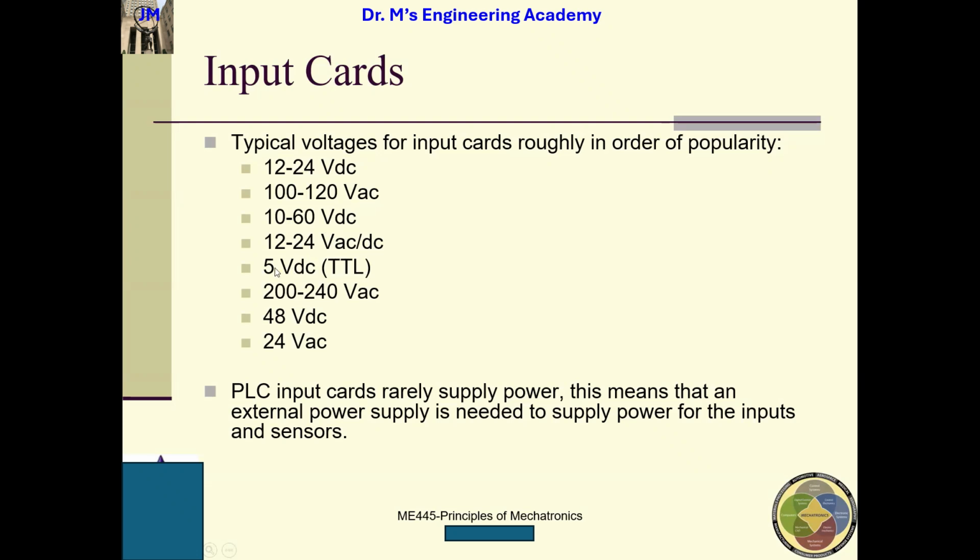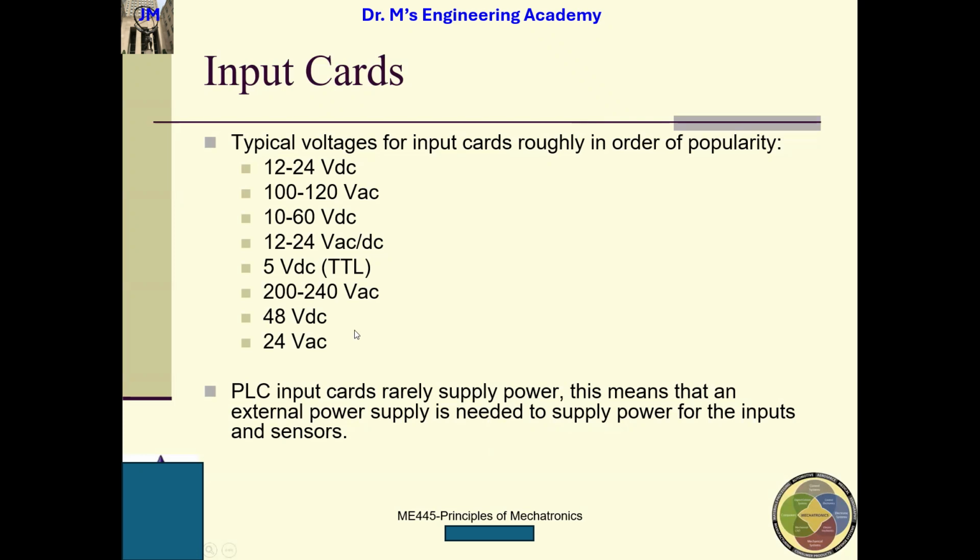Then 5 VDC. This is TTL. When I was a student, that's 30 years ago, we mainly used TTL. This is the voltage level, 5 volts. Then we have 200 to 240 VAC and 48 VDC. PLC input cards rarely supply power. That means you need to have an external power supply to supply power for the inputs and the sensors. So keep this in mind.